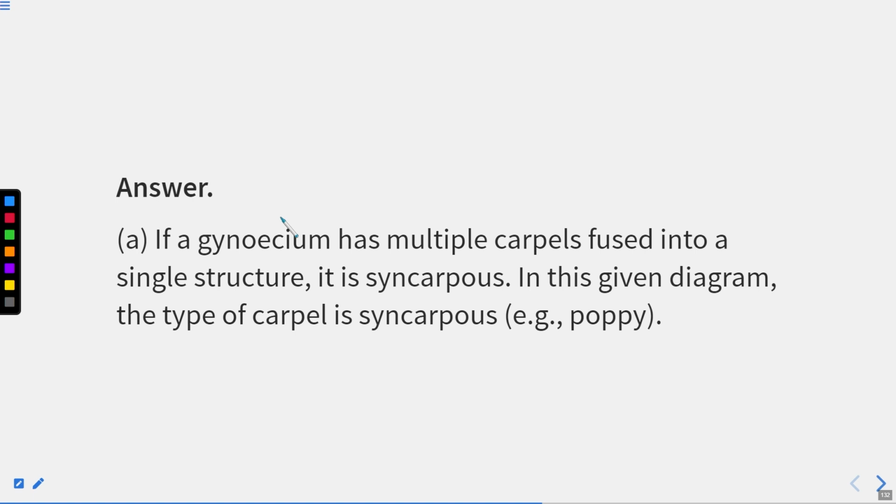Now, let's talk about the first image. If the gynoecium has multiple carpels fused into a single structure, okay? So the first point is that if the gynoecium consists of many carpels, but these carpels are fused together to form a single structure, it is known as a syncarpous gynoecium. Syn means fused, all the carpels are fused here. So in the given diagram, this type of carpel is syncarpous. An example of a plant where a syncarpous gynoecium is observed is the poppy plant.